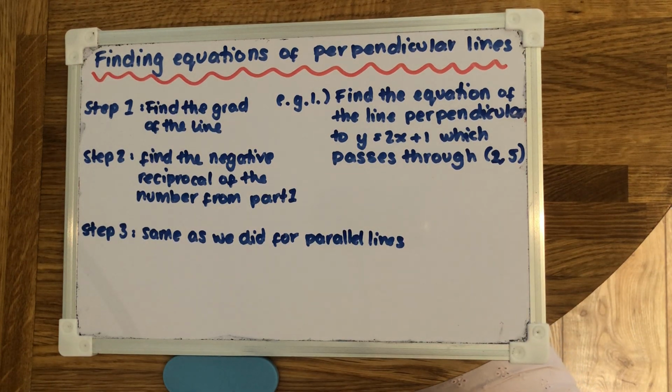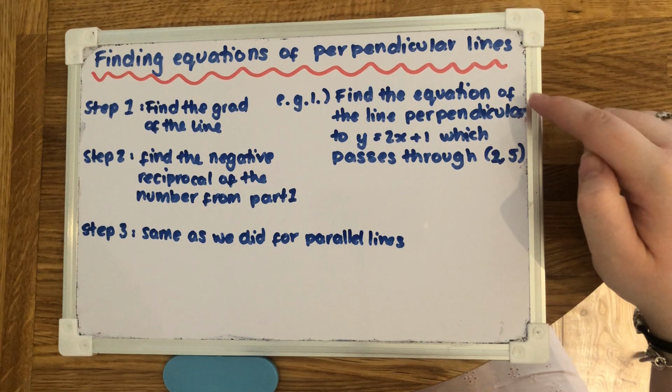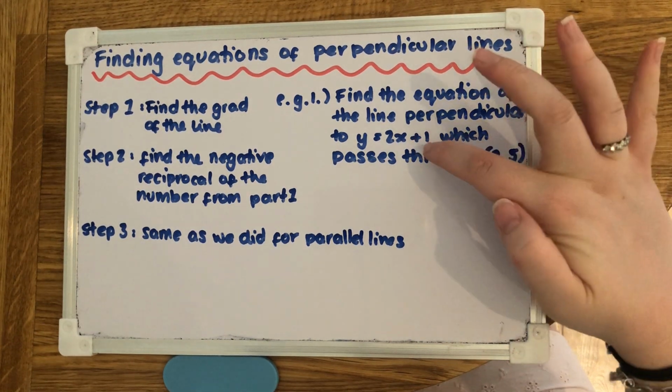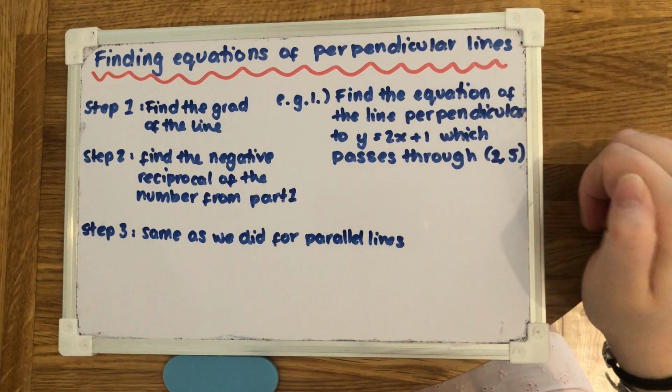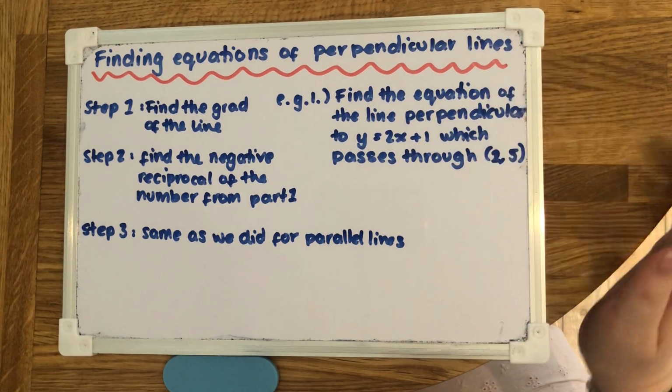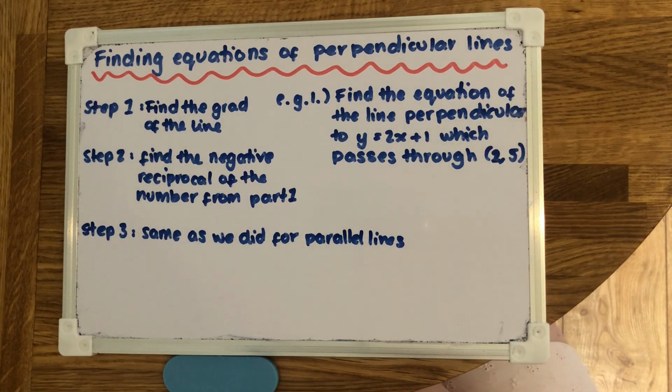If you haven't already watched the reciprocal video, you need to watch that first, because if you're not sure how to find reciprocals, you're going to find this quite difficult. So with this example here, we need to find the equation of the line which is perpendicular to the one that's given in the question, and we're told which point it will be going through. This one we're given y equals 2x plus 1, and it's going to be passing through (2, 5).